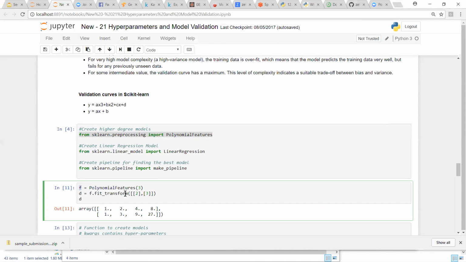So when you do fit_transform, what you're doing here is taking 2 and 3 and converting them; this is your training data. 2 becomes 2 raised to power 0, 2 raised to power 1, 2 raised to power 2, 2 raised to power 3. 3 becomes 3 raised to power 0, 3 raised to power 1, 3 raised to power 2, 3 raised to power 3. So you have this data.